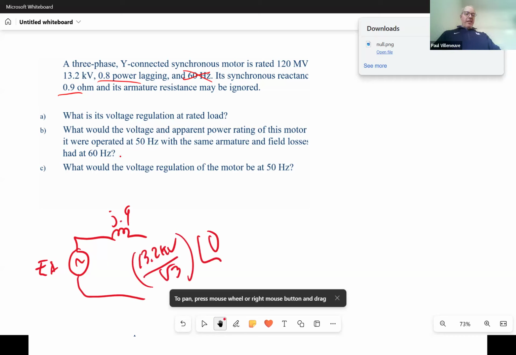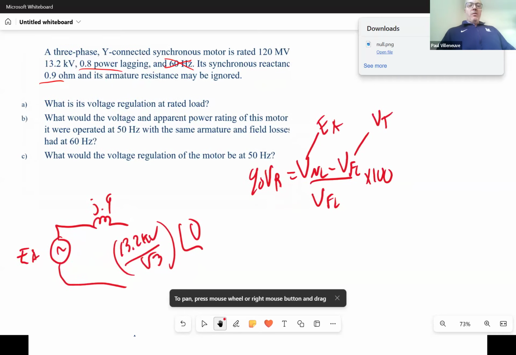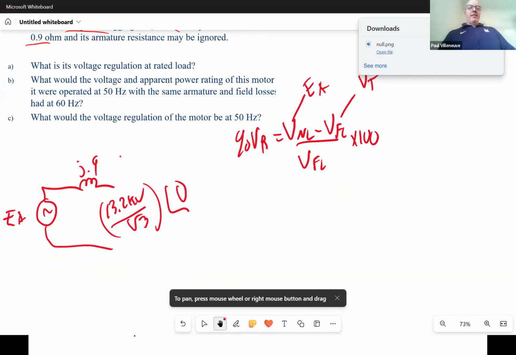So what is the voltage regulation at rated load? Do you remember what percent VR was equal to? Yeah. In here, V full load is V terminal. V no load is EA, right? Because that voltage is being controlled there. So how do we calculate EA?